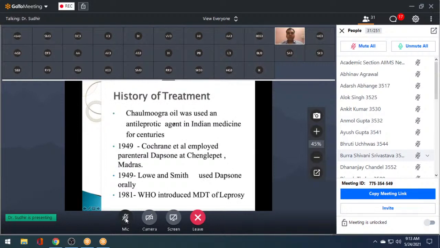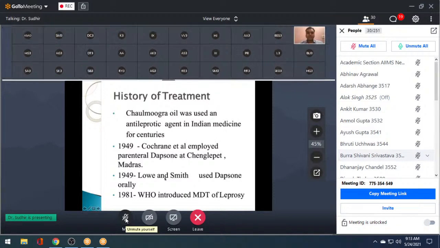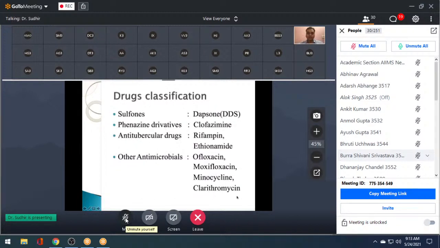Chaulmoogra oil was used as an anti-leprotic agent. In 1949, Cochrane et al. in a study showed that parenteral dapsone can be used for this treatment. And since 1949, dapsone has been used orally. And in 1981, WHO introduced multi-drug therapy for leprosy, and since 1983, it has been employed in India. Okay.